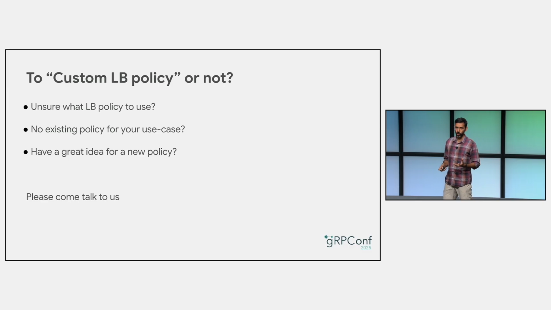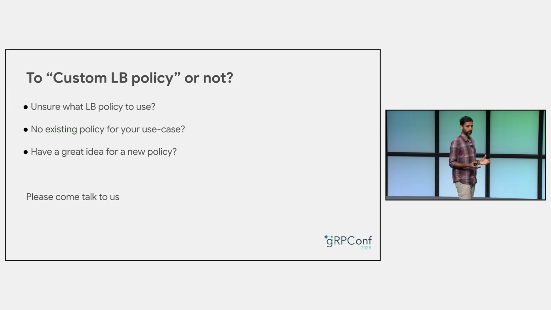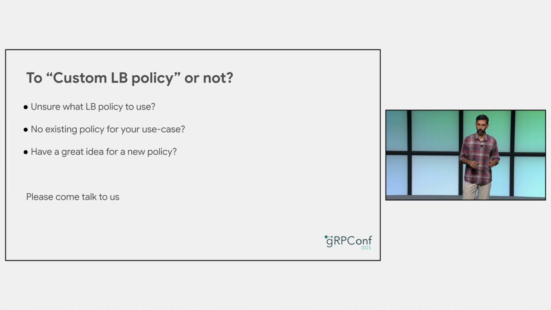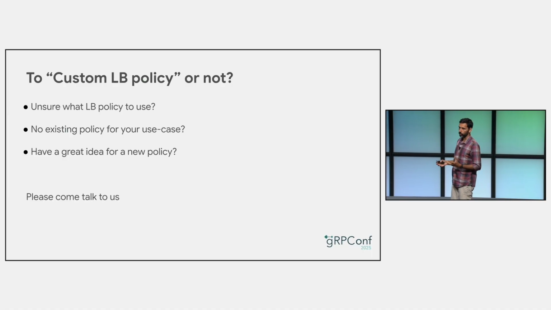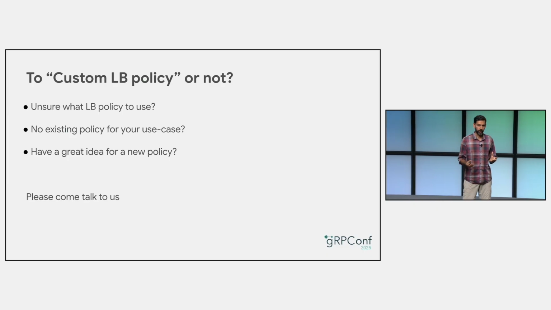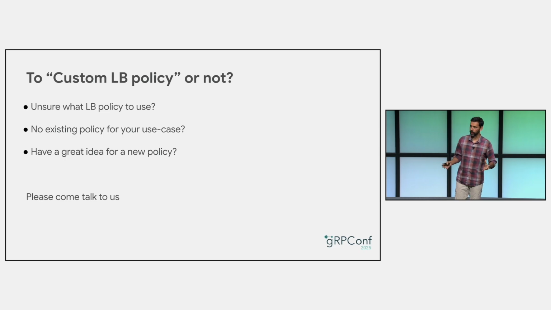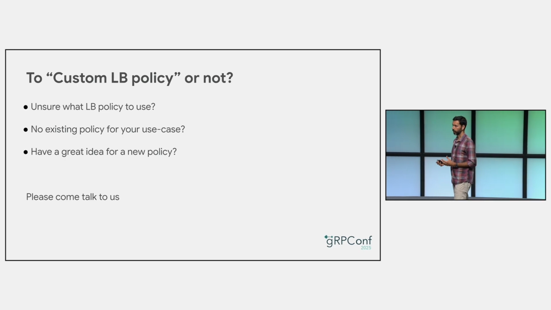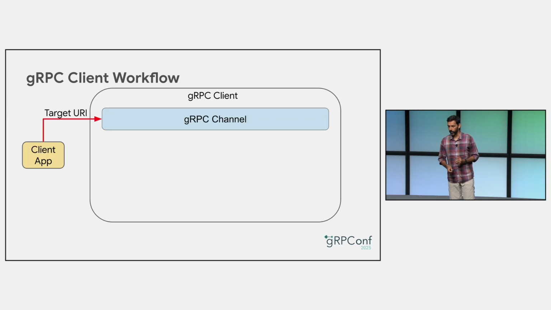Now, if you're unsure what LB policy to use, or if you think that gRPC doesn't have an LB policy for your use case, please do come and talk to us. We might be able to help you. Or if you have a great idea for a new LB policy, definitely come talk to us. We'd like to collaborate with you in the design and implementation of the new policy and see if we can help the whole community. Cool.